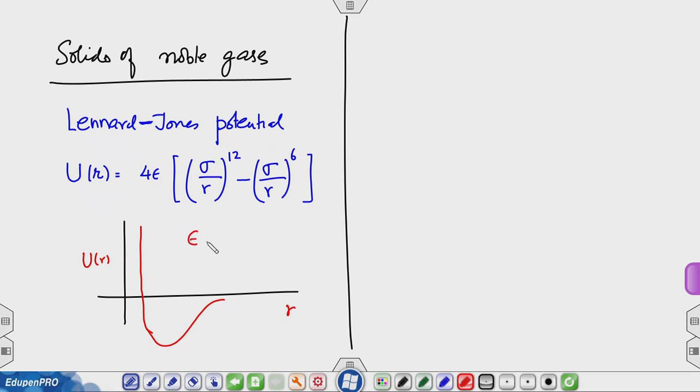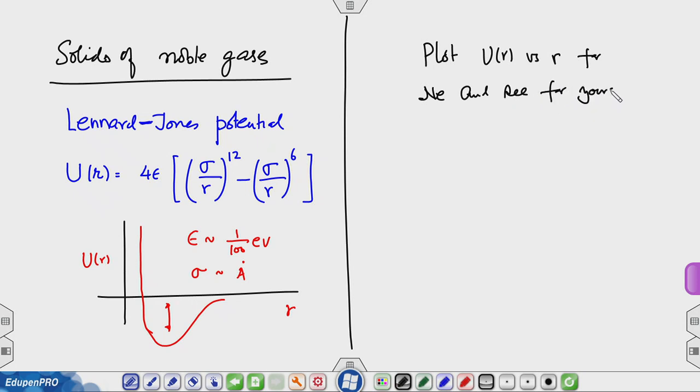Epsilon in this was of the order of 1/100th of an eV, and sigma was of the order of 3 or 4 angstroms. What I would like you to do is plot it properly and see it is not really that deep that it looks, it is a little shallow. So, I would expect you to plot U(r) versus r for neon and see for yourself the shape and in particular the depth of the potential. As I commented yesterday, epsilon is of the order of 1/100 eV, so it is really very shallow, but I would like you to see it for yourself.